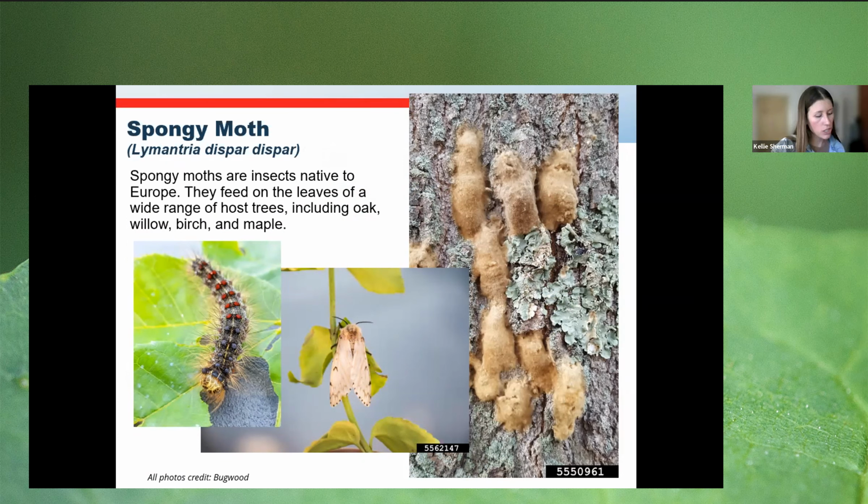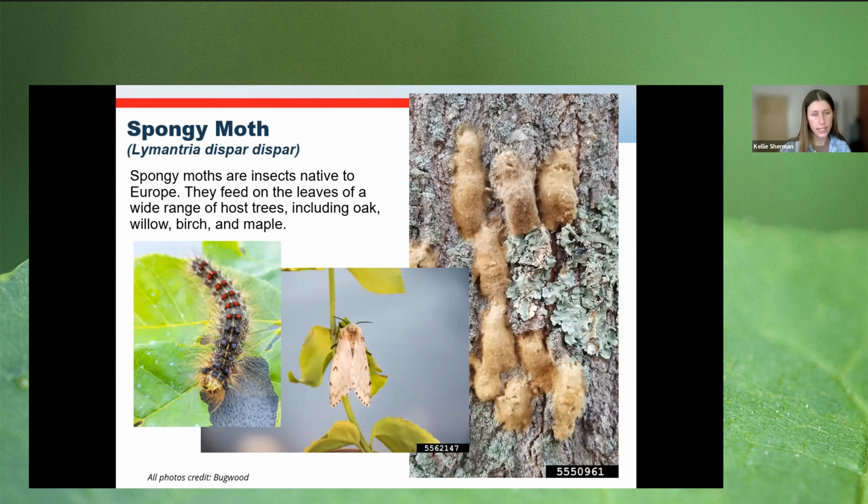But essentially, spongy moths are insects native to Europe. They feed on the leaves of a wide range of host tree species, including oak, willow, birch, and maple. So again, pretty widespread. They are established in Quebec, New Brunswick, Ontario, Nova Scotia, PEI, and have been detected in BC, Alberta, Saskatchewan, and Manitoba. They were actually introduced to North America in 1869 as part of a failed silkworm breeding experiment.